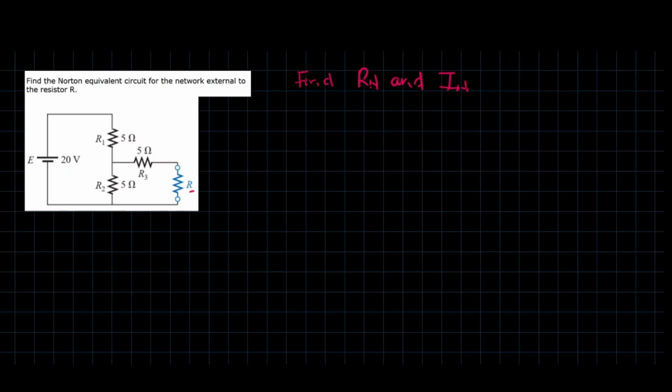To find Rn, simply turn off all voltage sources, all independent sources. So in this case, we're just going to short circuit it, which means it will just be a wire. So the circuit will now be looking like this. And at this point, it's going to be an open circuit. Now this is 5 ohms.